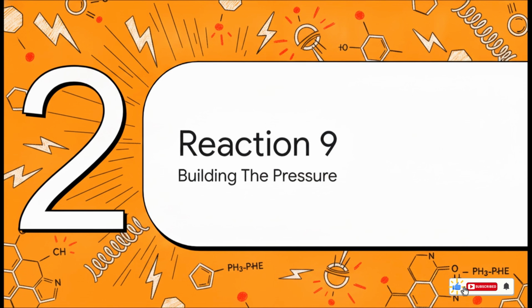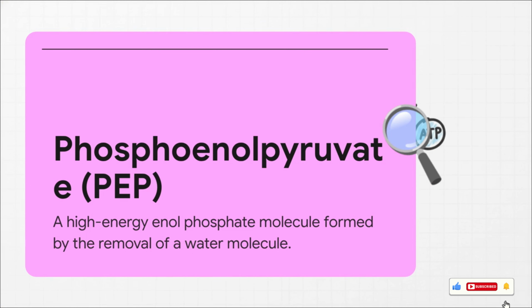Moving right along to reaction 9, building the pressure. Here's where things get really interesting. We take that perfectly primed molecule and suddenly crank up the tension. An enzyme called enolase swoops in and performs a dehydration reaction, literally pulling a molecule of water right out of 2-phosphoglycerate. By pulling out that water, enolase acts like a vice, redistributing the internal energy of the substrate.